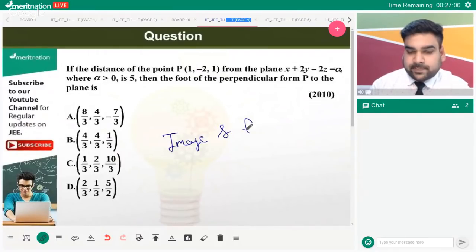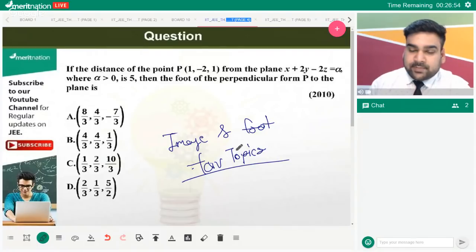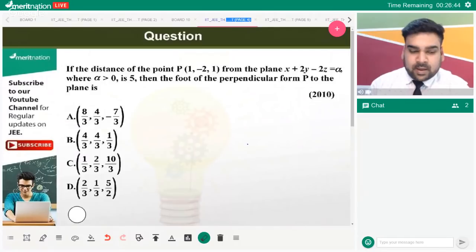and foot of perpendicular. These two are one of the most favorite topics of IIT JEE from 3D geometry. So make sure you practice as many problems as possible based upon finding the image of a point and calculating the foot of perpendicular from a point to the given plane. Okay, now how are we going to approach this problem? In this question, we have to find the foot of perpendicular to this plane from this point.